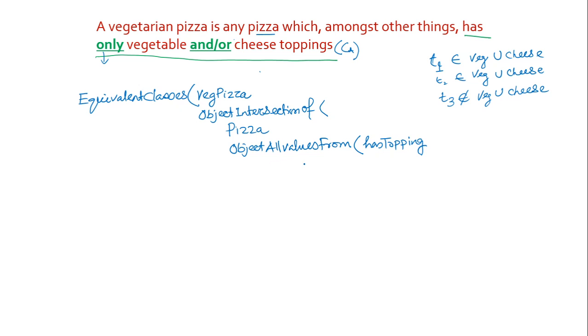The restriction would be on has topping, right? And what would be the value? The value would be basically the intersection of veg and cheese. Sorry, the union of veg and cheese. And how do you take that union? We will be using object union of veg and cheese, right? So we close this, we close this, we close the intersection, we close the equivalence.